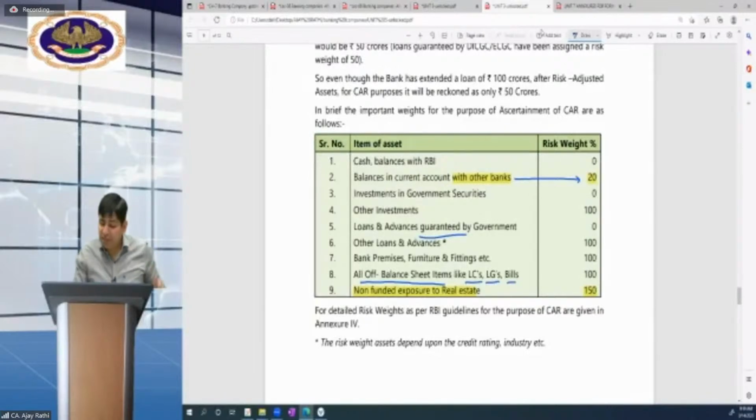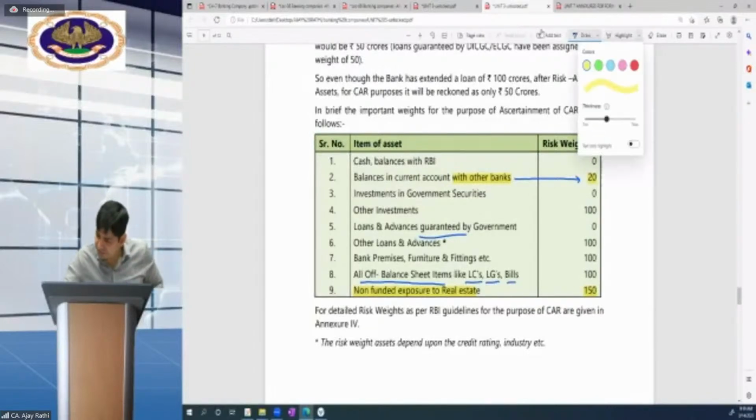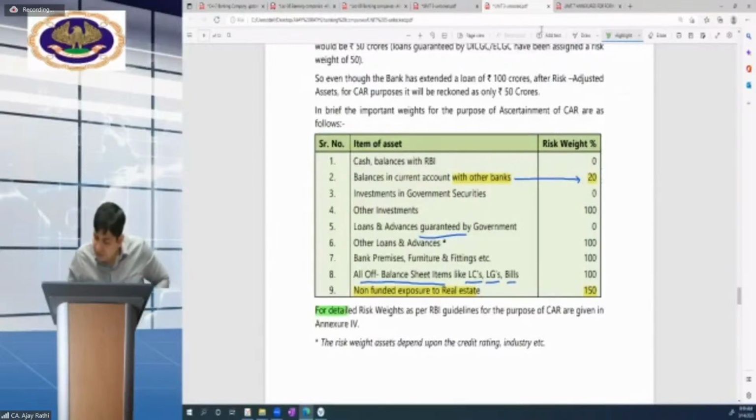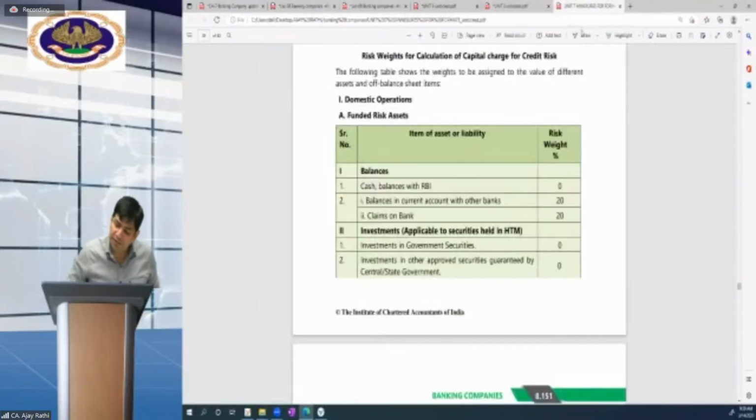Sir, can we start the question? Yes, but the last line we have to read first. For detailed risk weightage as per RBI guidelines, I will suggest going to the RBI website to see the updated version, because from there we have to adopt in our study material. For detailed risk weights as per RBI guidelines for the purpose of capital adequacy ratio, see Annexure 4. Beta, Annexure 4 has been given.